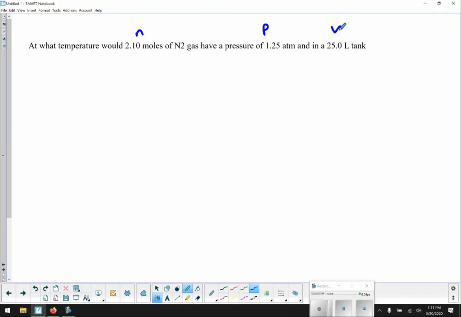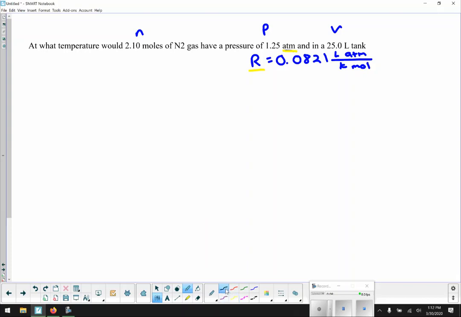Now we're using atmospheres, so that means R equals 0.0821. And again, that'll be liter atmospheres divided by Kelvin moles. So because we're using atmospheres, this atmospheres determines this R value. If we were using kilopascals, it would be the other way around. We'd use the 8.31 liter kilopascals per Kelvin mole.